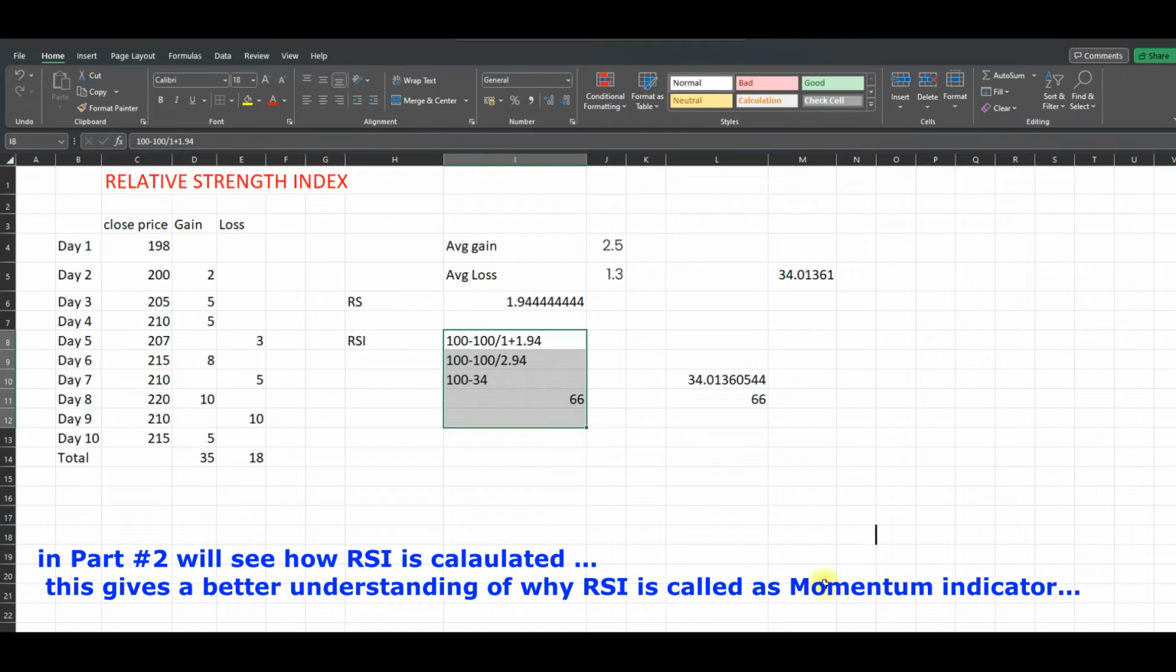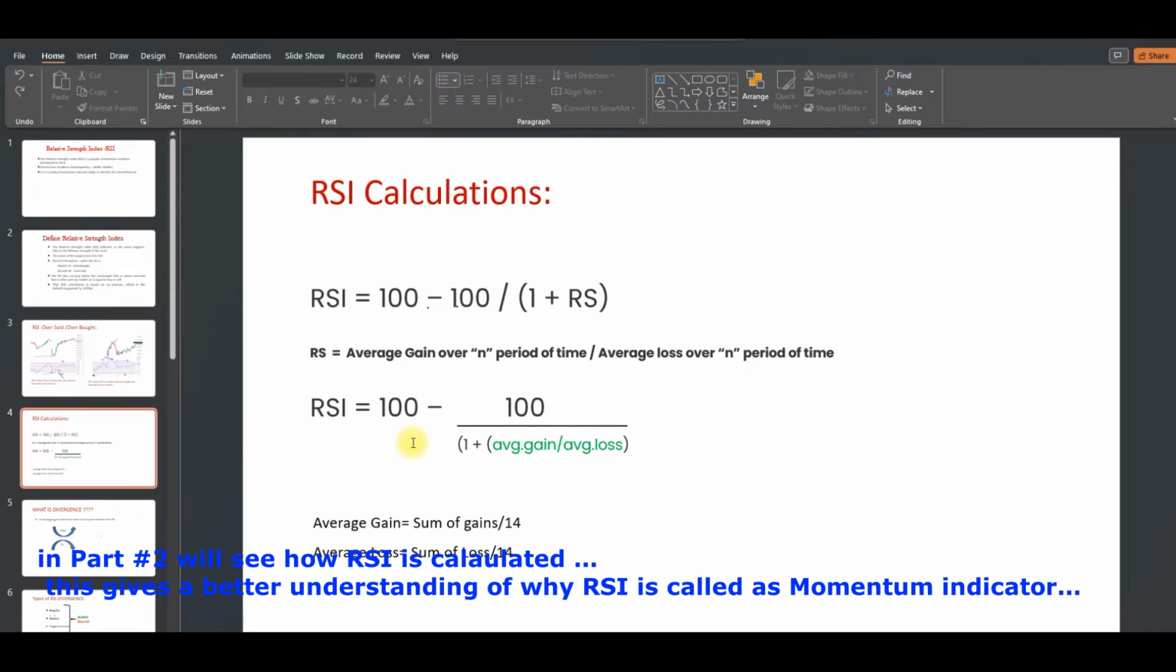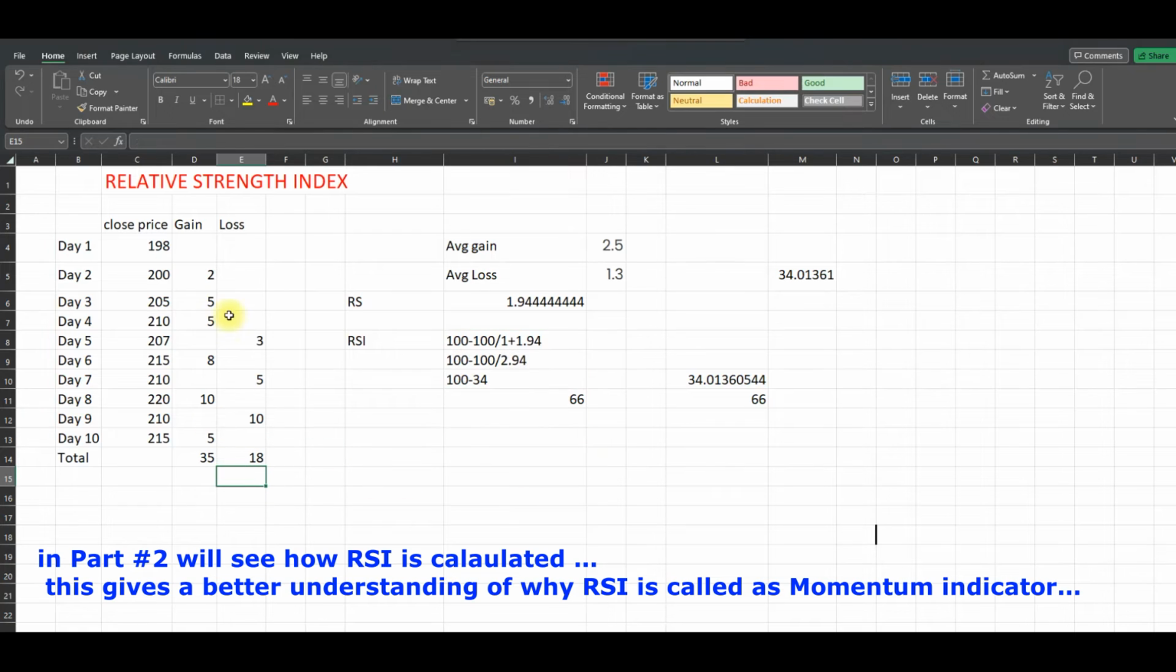Now I will give a quick recap of how we find this value. The RSI formula is 100 minus 100 divided by 1 plus average gain by average loss. The next step is to find the average gain and average loss. We came to Excel and got the total number of gains and total number of losses. Average gain is the total gain divided by 14, which gives 2.5, and the total loss divided by 14 gives an average loss of 1.3.